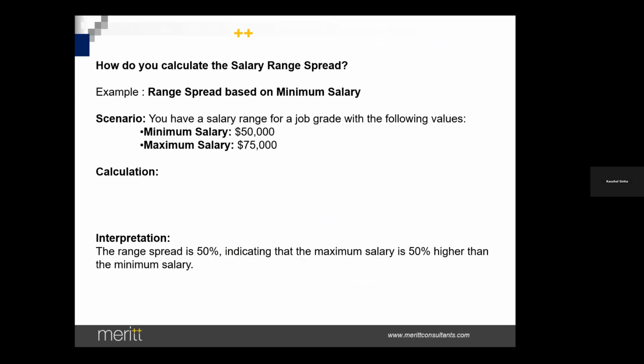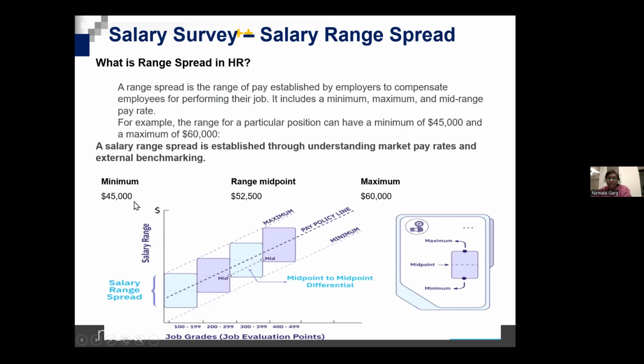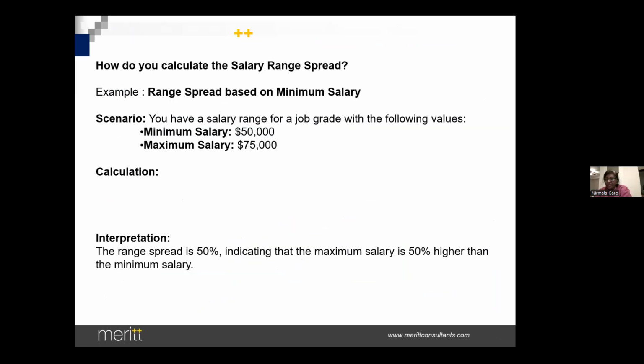Okay. Now, when I talk about midpoint, there is also a width, the spread, as we call it. It is very important to calculate the spread when we are doing salary surveys and when we are designing salary structures. So how do we calculate that? Spread is nothing but the width we talked about.